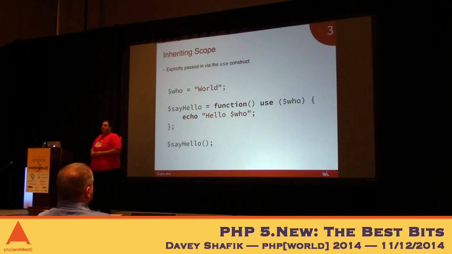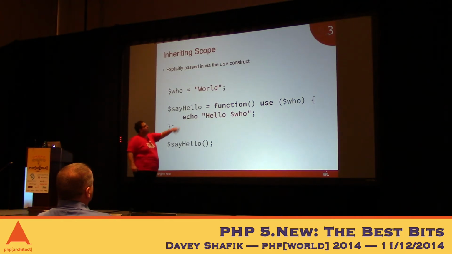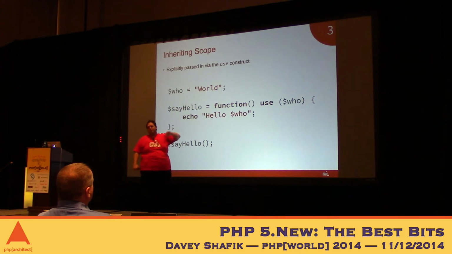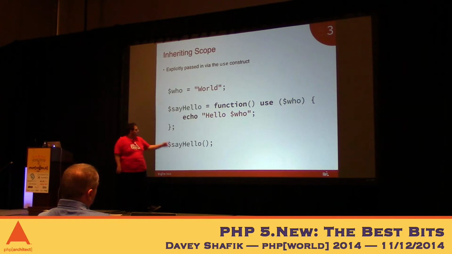If you want to inherit scope, because by default they do not, they are completely enclosed, they do not capture any enclosing scope, we reuse this use keyword and pass in variables from the outside scope. So here we're doing use $who, so that means it pulls in from the scope where it's defined and now passes that into the function, available to us as if it were an argument. So this will work, say hello, and it'll call this function.